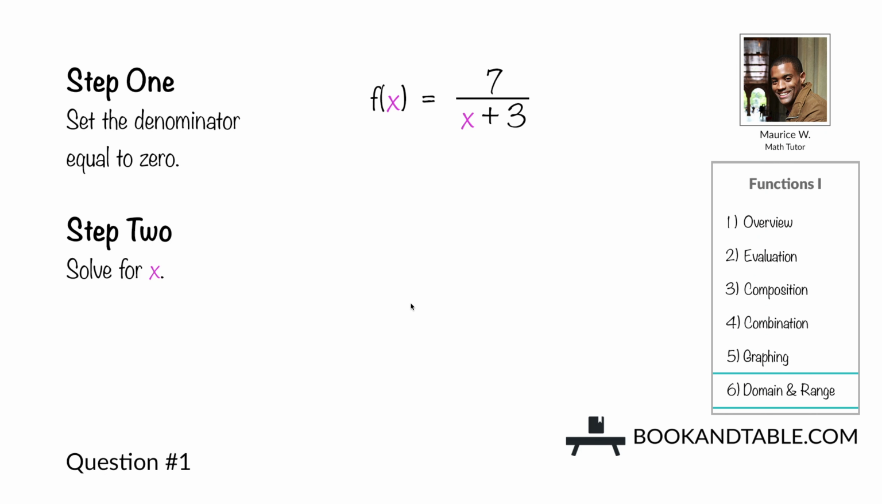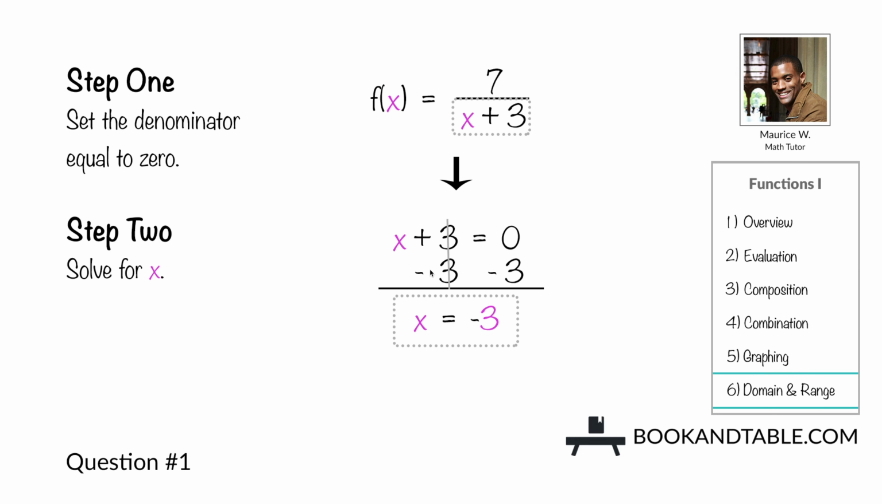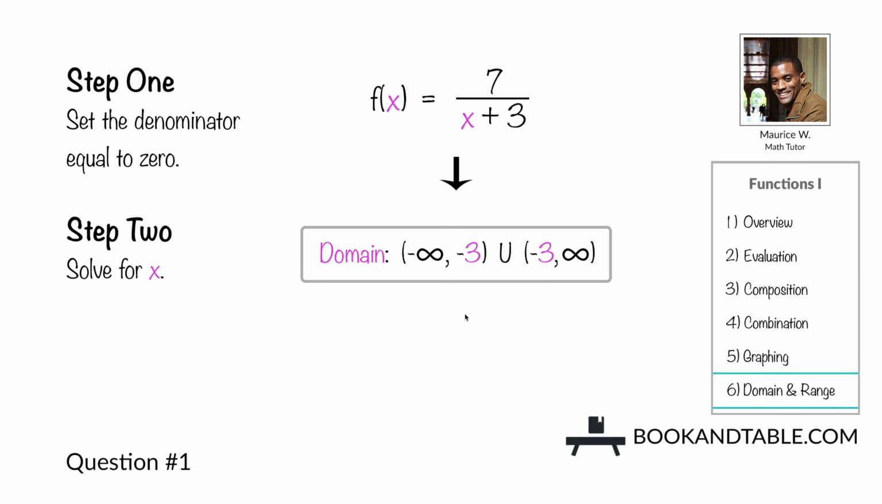Question number 1. We had f of x is equal to 7 divided by x plus 3. So step 1, set the denominator equal to 0. And then step 2, solve for x. So we'll do so by subtracting 3 from both sides. So we see that the denominator is equal to 0 when x is equal to negative 3. So the domain is all real numbers except for negative 3. So this would be the domain for f of x.